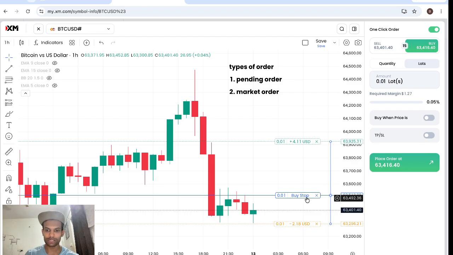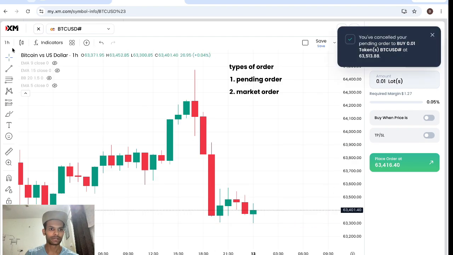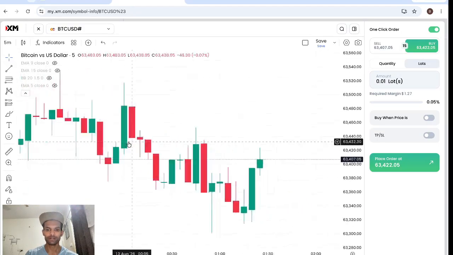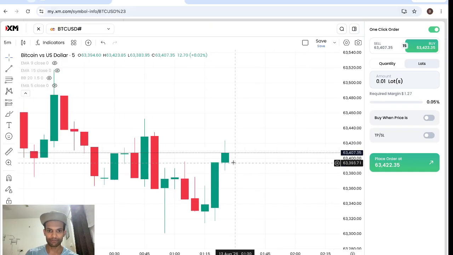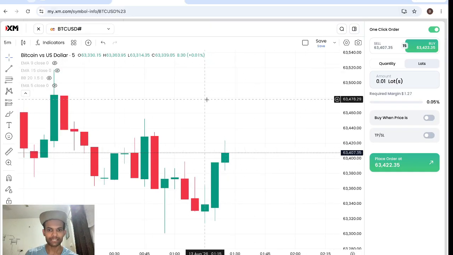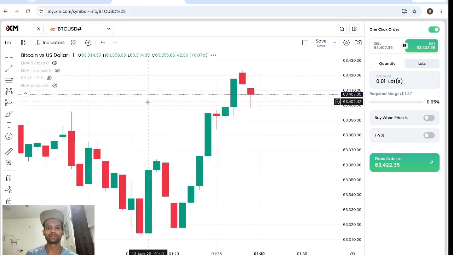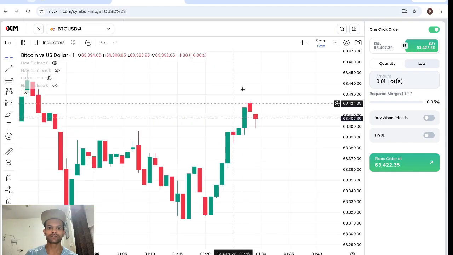Now I'll explain what a market order is. Market order is basically, let me go to the 5 minute time frame. So let's imagine this is a 5 minute. Let me go to the 1 minute time frame. See, this is the 1 minute time frame.